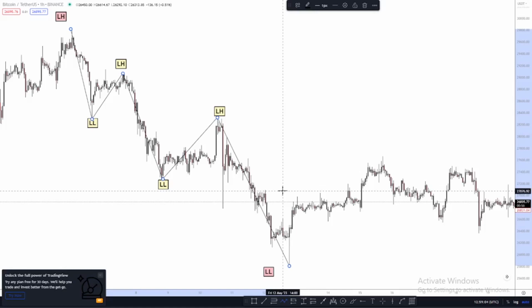What did I say? What I said was, from the structures we've identified on the H1, we realize that the H1 is giving us bearish market structures. Alright, so after this lower low was created, after price came back down to create this lower low, what are we expecting price to do?